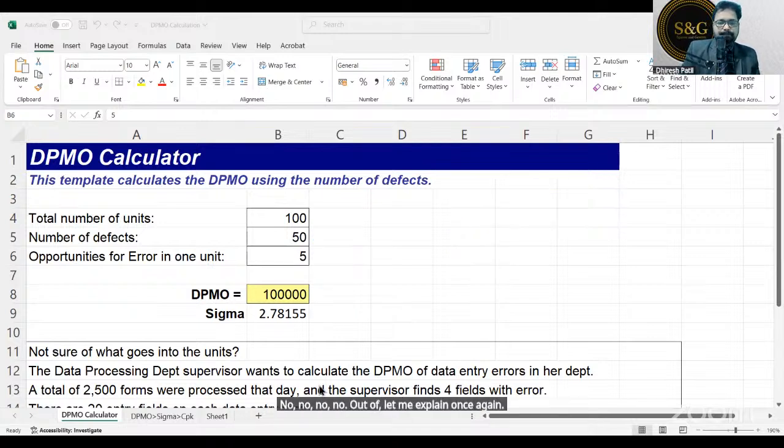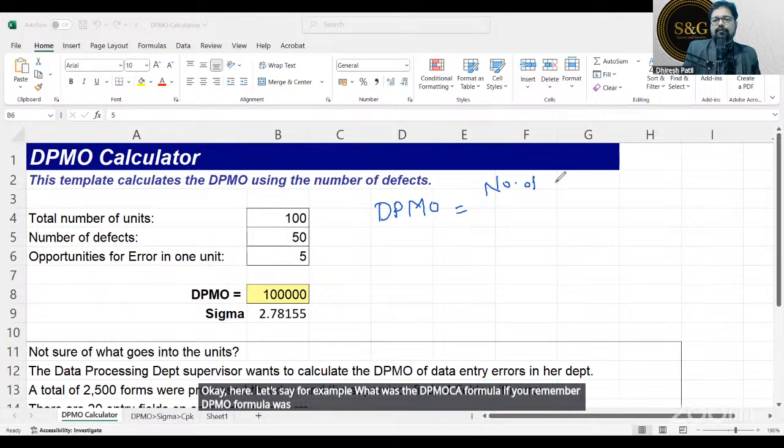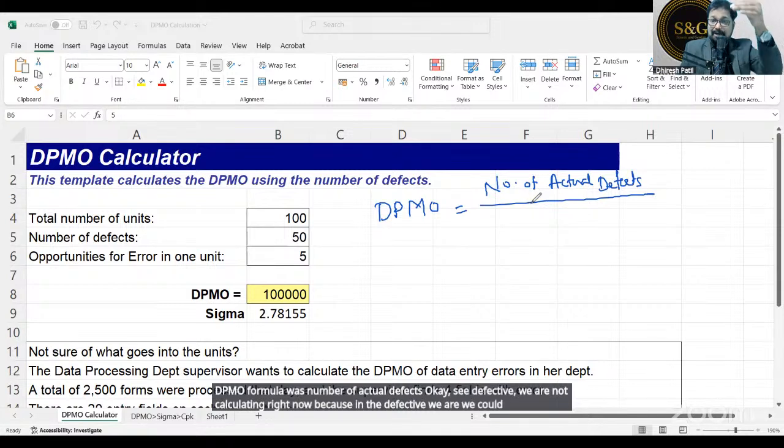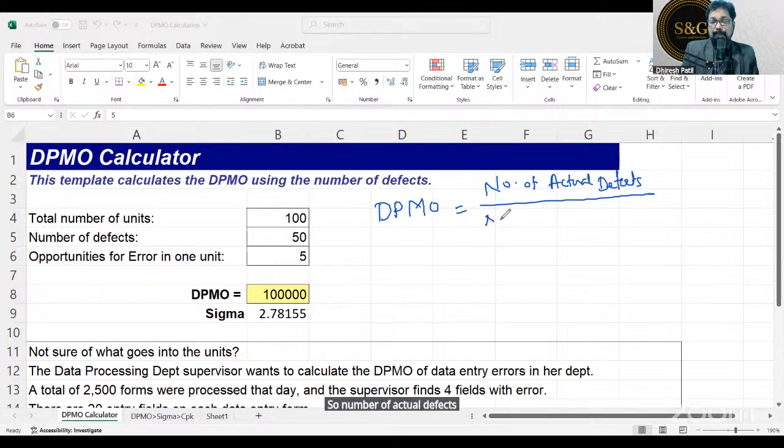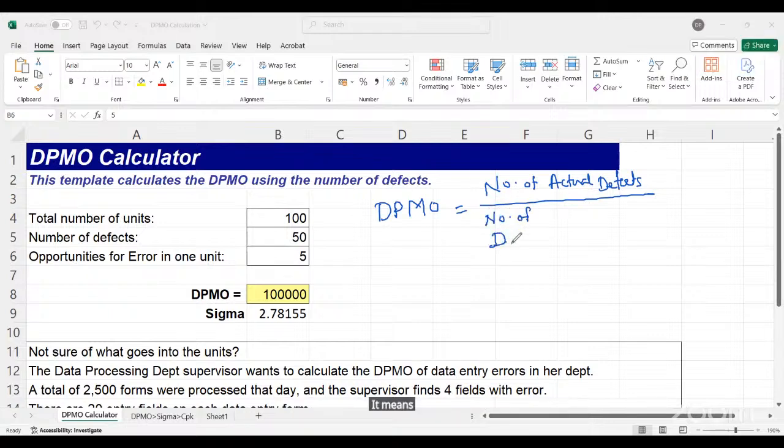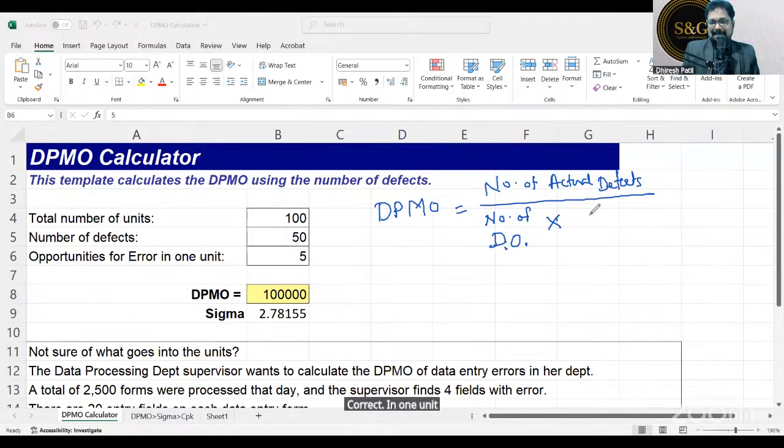Okay. Let's say, for example, what was the DPMO formula, if you remember? The DPMO formula was the number of actual defects. See, defective we are not calculating right now, because with defective we could not capture the actual total defects which are coming. So number of actual defects divided by number of... It means, sir, in one shirt there could be 5 defects. Maximum 5 defects could be there in one unit. Exactly. Yes. So this is the formula.